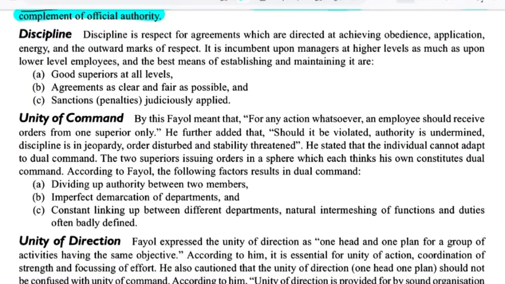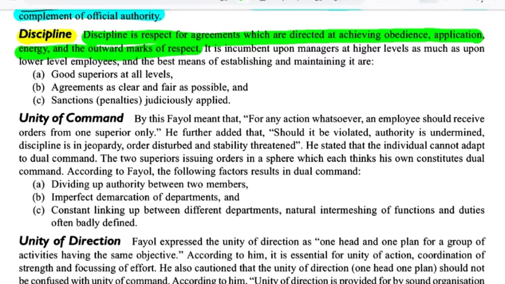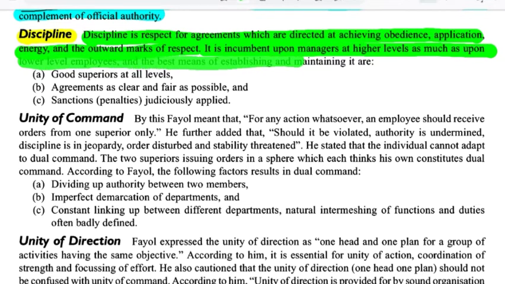Next is discipline. Discipline is respect for agreement, which is directed to achieving obedience, application, energy, and outward marks of respect. It is incumbent upon managers at higher levels as much as upon lower level employees. Means discipline should be there in the organization for the goodwill, or we can say for the growth of the company.